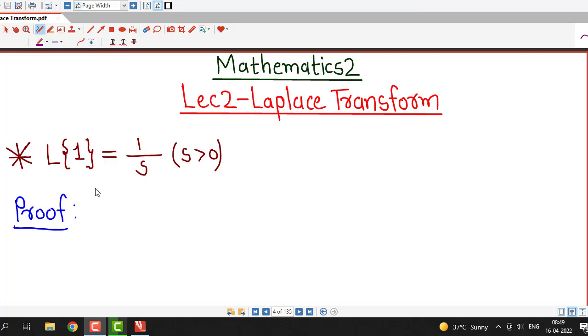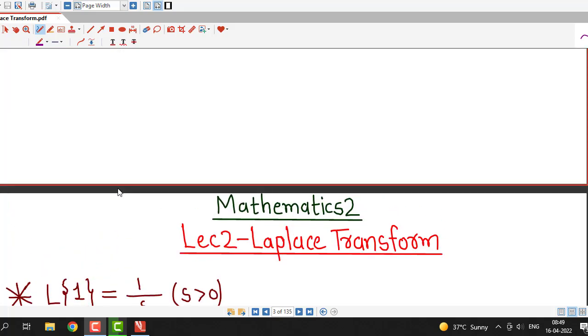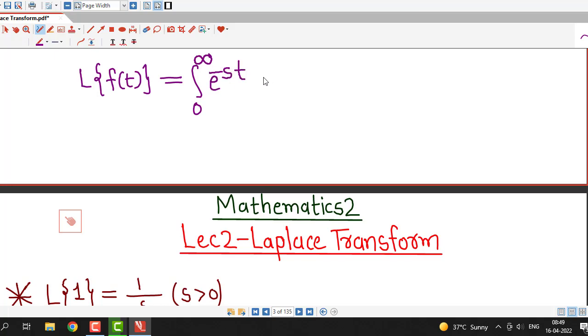In previous lecture we have discussed definition of Laplace transform and we have derived the formula for Laplace transform of exponential function. So we just recall the definition of Laplace transform: Laplace transform of f of t is given by improper integral 0 to infinity e raised to minus st times f of t dt. If this integral is convergent, we say that Laplace transform of f of t exists.